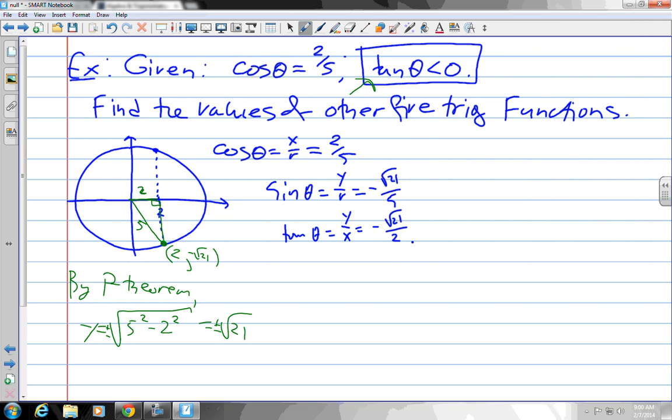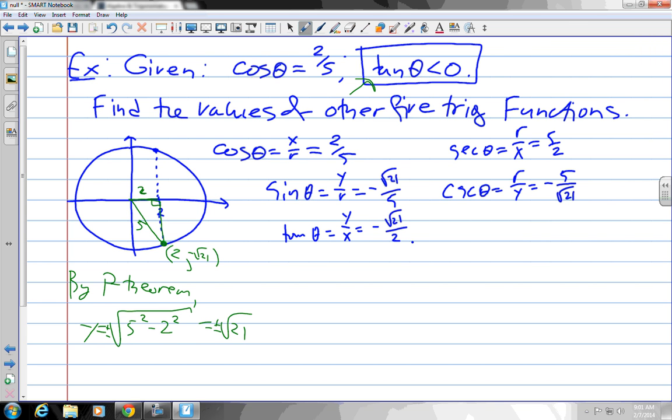Okay? I have no idea what theta is, so it's not my problem. I'm just trying to find the other functions. And then similarly, you go for the other ones. So the secant theta, you just do the reciprocals, r over x, so that's 5/2. Cosecant theta is the reciprocal of sine, it's r over y, so it's negative 5 over the square root of 21.